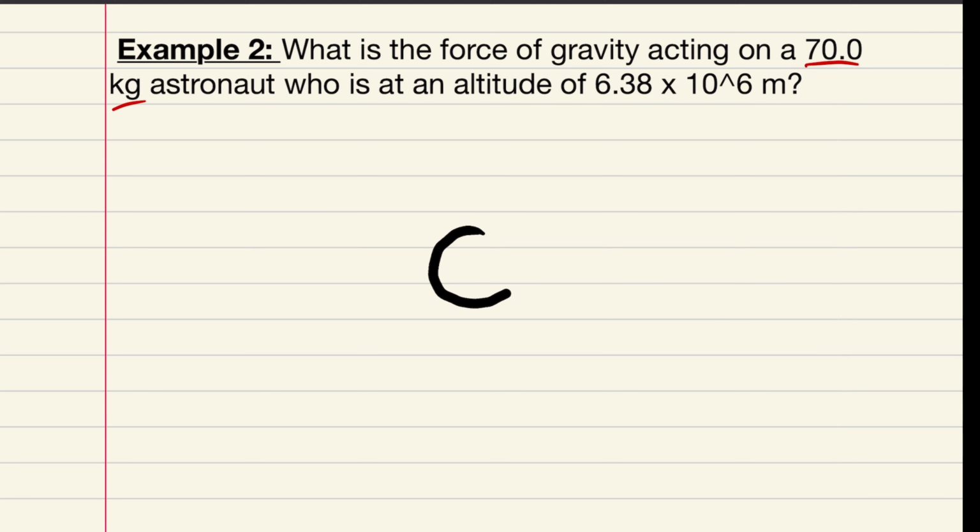So let's say that this is the Earth. I'll write E for Earth. And then over here, we have our little astronaut. This is not to scale, okay? Otherwise that's a really big person. But let's say I have an astronaut over here, and the distance here is 6.38 times 10 to the 6 meters.